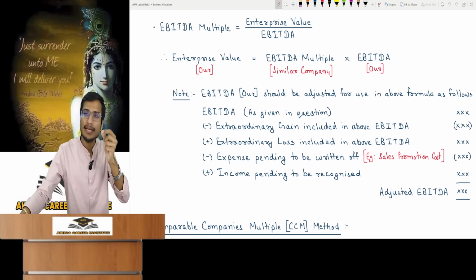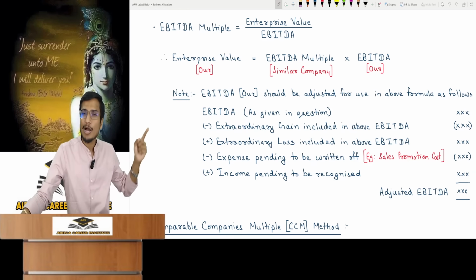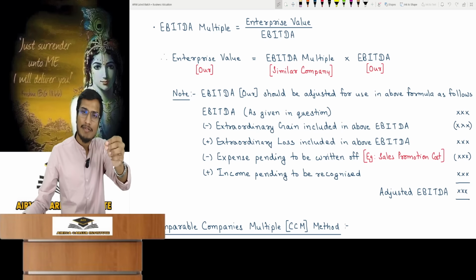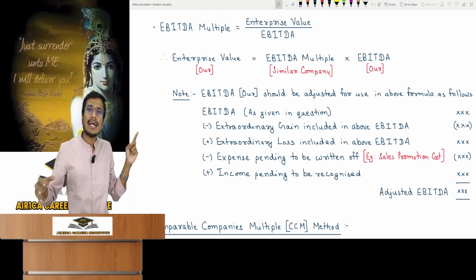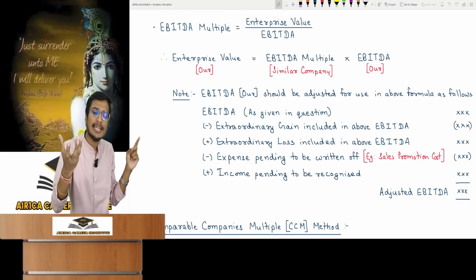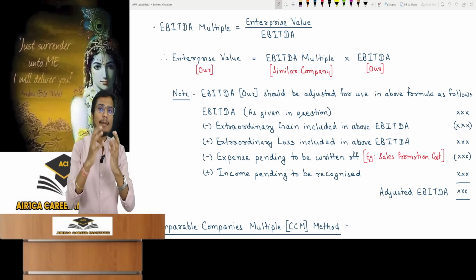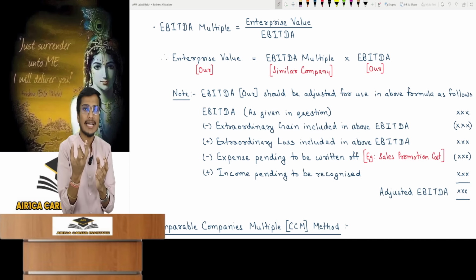Take the adjusted EBITDA, just don't forget this. How to adjust your EBITDA? Keep that in mind if there is such information in the question. Take the EBITDA that is given in the question, calculated by the company. Now keep in mind, if any extraordinary gain is included in this EBITDA, you should deduct it. Because think, what if you included it? Your company's intrinsic value, so you need normal EBITDA.